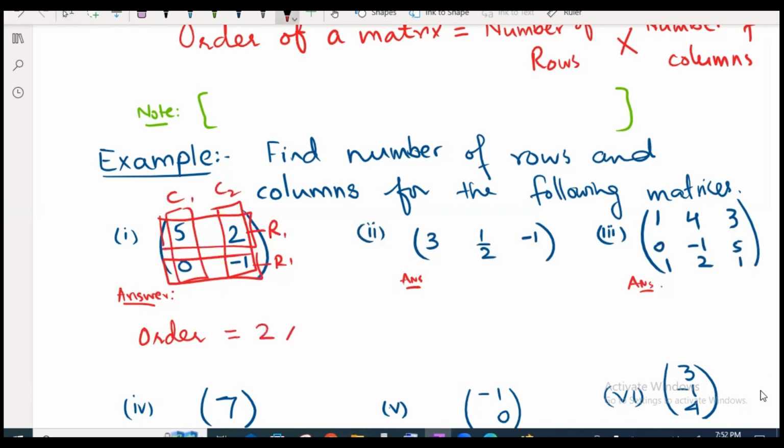Any confusion? Note it down. What about this part 2?